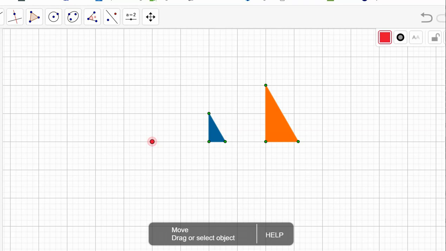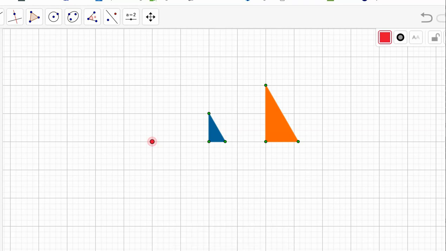Hi there everyone, today we're going to have a look at enlargements once again, but this time from a point, which you can see on the screen highlighted in red. Now we have this bluish, teal coloured triangle, and then we have this orange one.